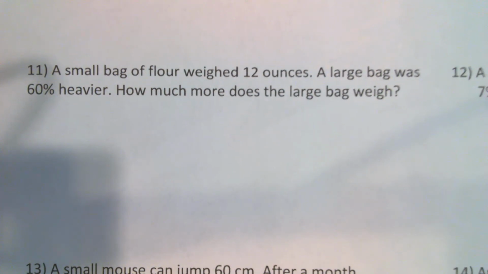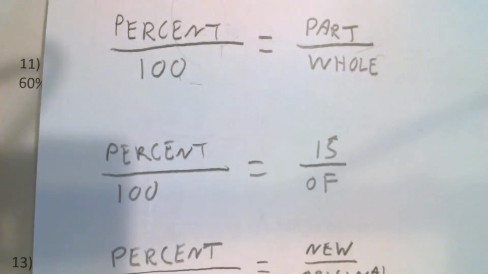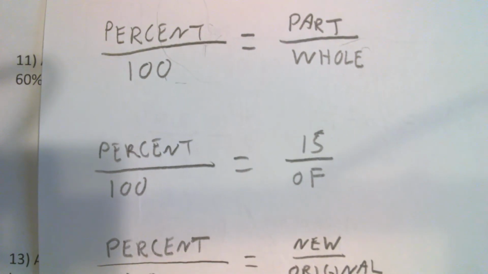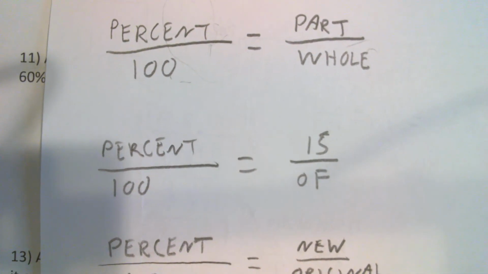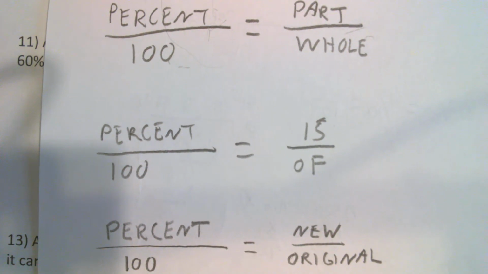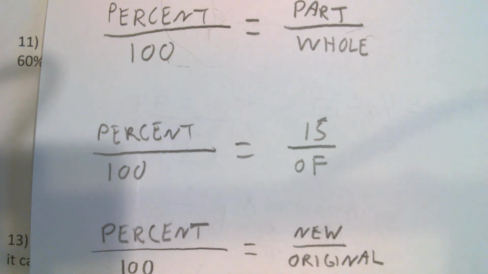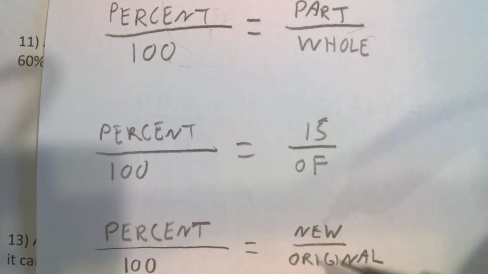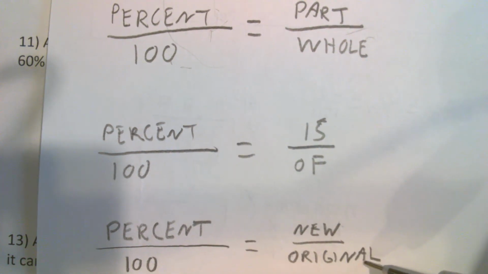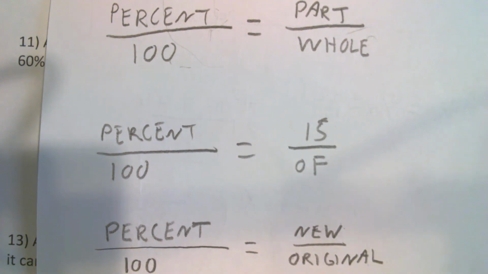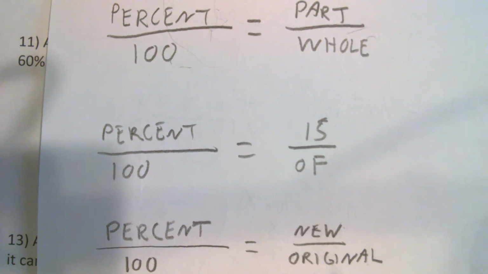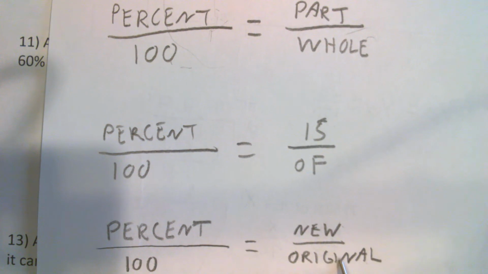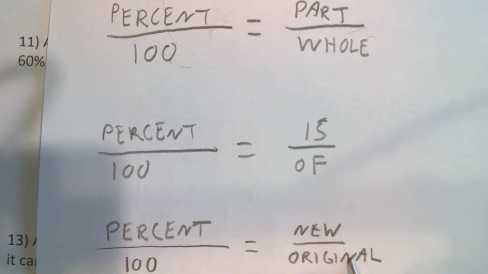To start a problem like this, we have three types of proportions we can use. The first is percent over 100 equals part over whole. Percent over 100 equals is over of. And percent over 100 equals new over original. A lot of times in the word problems we're doing today, we're going to use the new over the original. What's the new value and what's the original value?